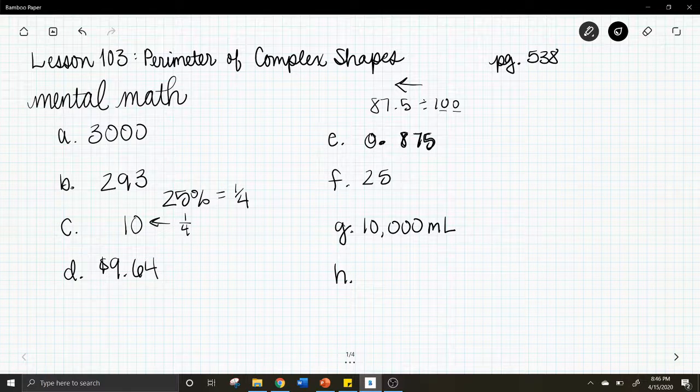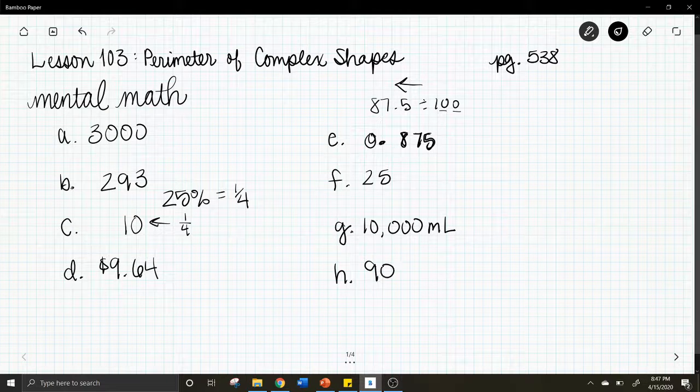And letter H, the mental calculation: we have 6 times 6 minus 1, divided by 5, times 6 minus 2, divided by 5, times 4, minus 2 times 3. And the answer is 90. So great job on that.